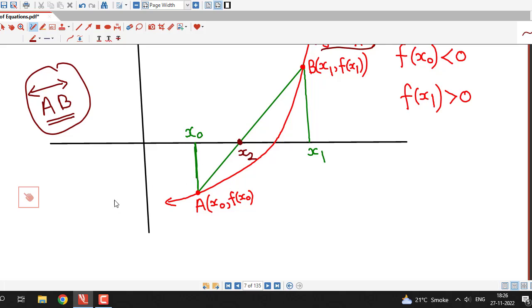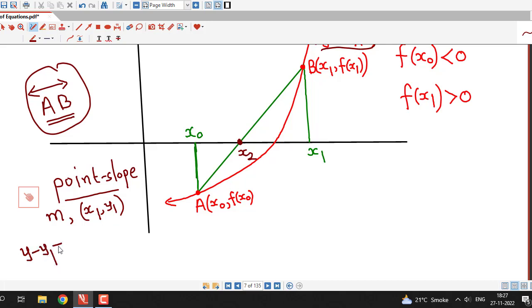For that we can use the point slope form of a straight line. We are familiar with the point slope form of a straight line. What is the point slope form of any straight line? Suppose we have a straight line with slope m, and suppose (x1, y1) is any point on the line, then the equation of the line is y minus y1 equal to m times (x minus x1).